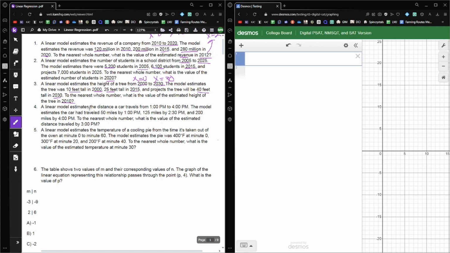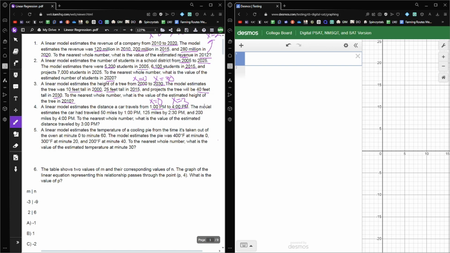A linear model estimates the distance a car travels from 1 p.m. to 4 p.m. So 1 p.m. is our initial value, it's our starting time. So this is actually going to be x equals 0, to 4 p.m., which is 3 hours from 1 p.m. So x is equal to 3. Now I know that this is kind of trippy because it's all one off, but stay with me.